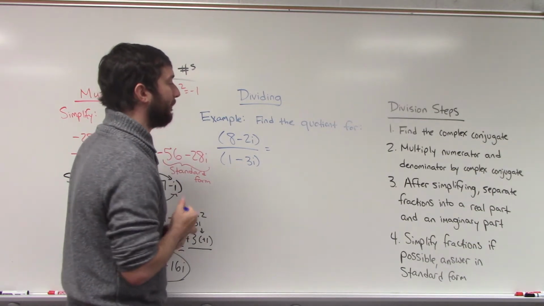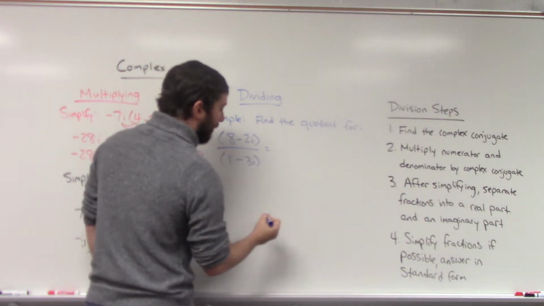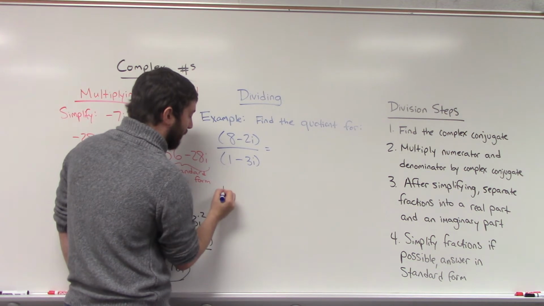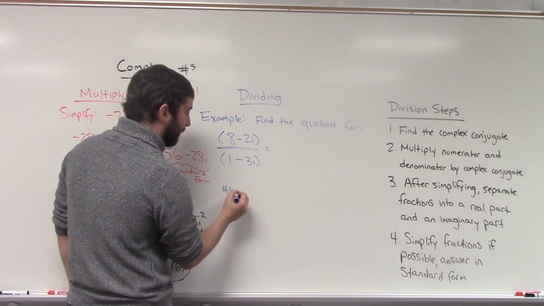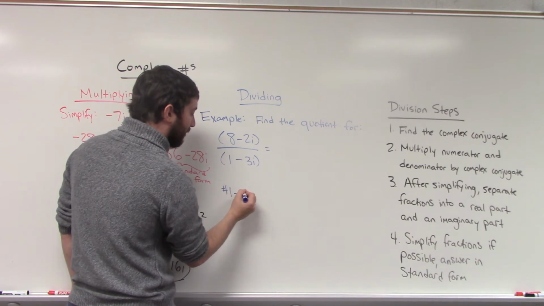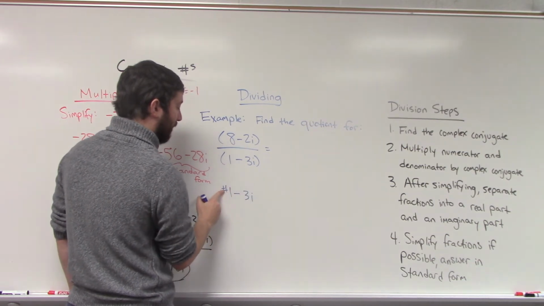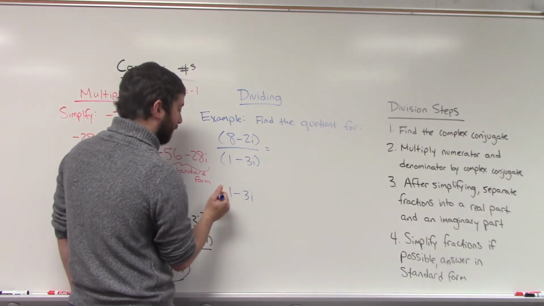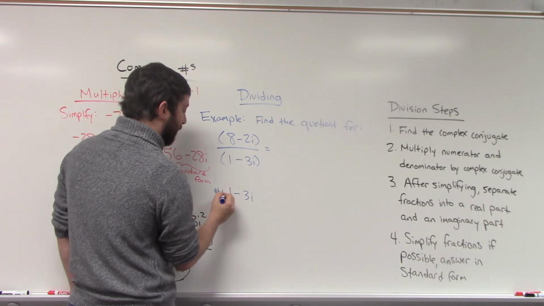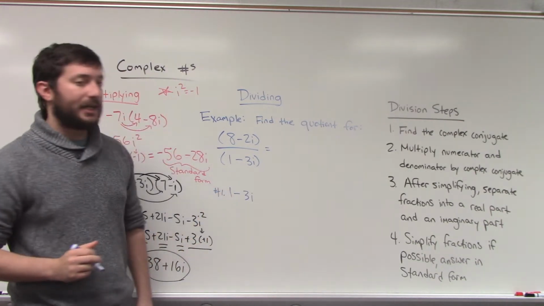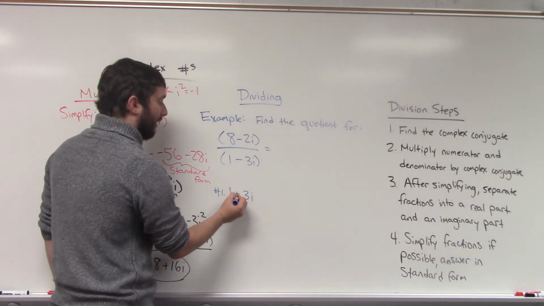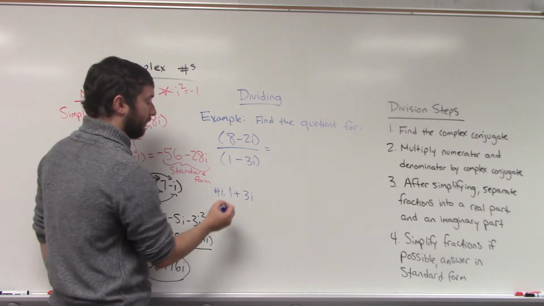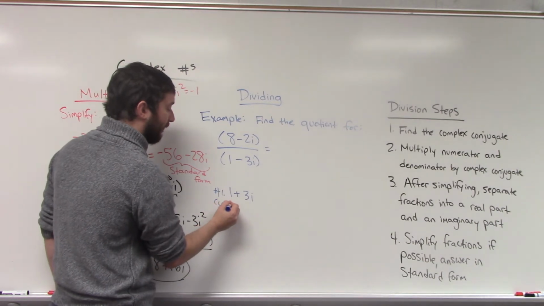So step one here, I'll put it down here. Step one is to look at your denominator, which we said was 1 minus 3i. And maybe I'll make that a little bit clearer. Step one, 1 minus 3i is our denominator. What's the complex conjugate? 1 plus 3i. This is the complex conjugate for our problem.